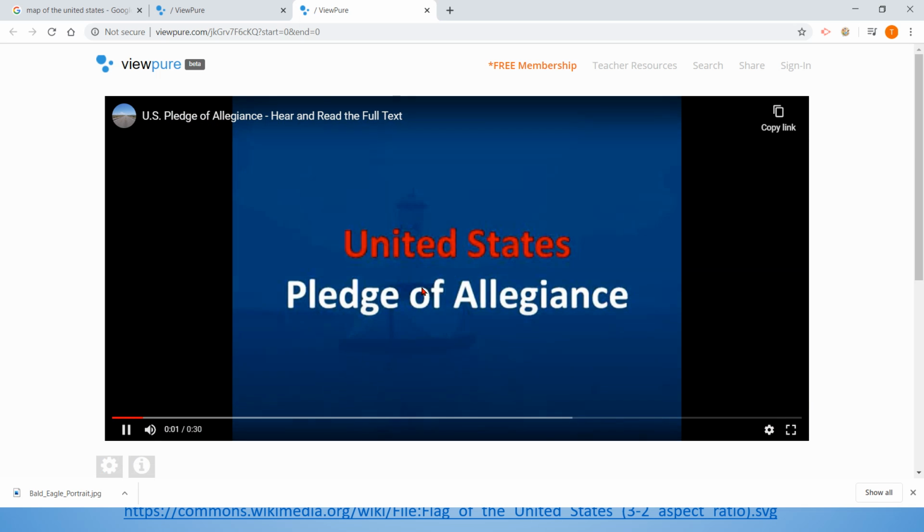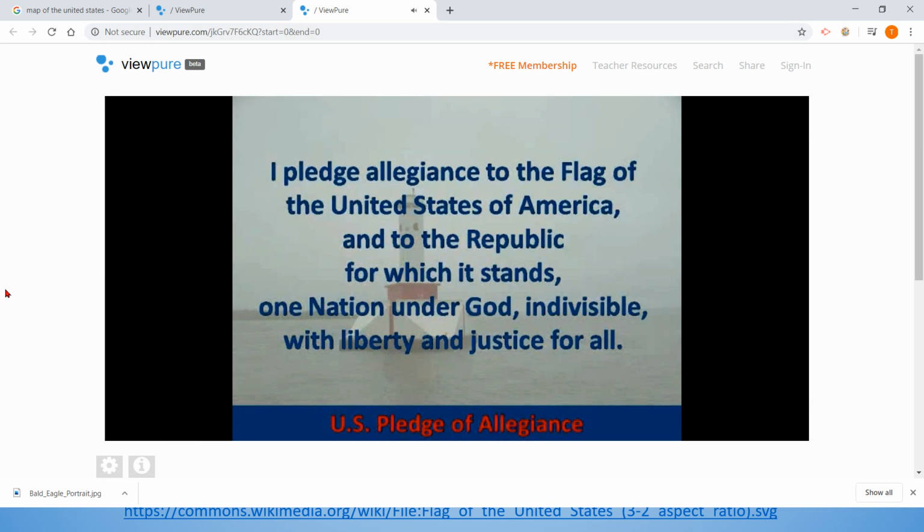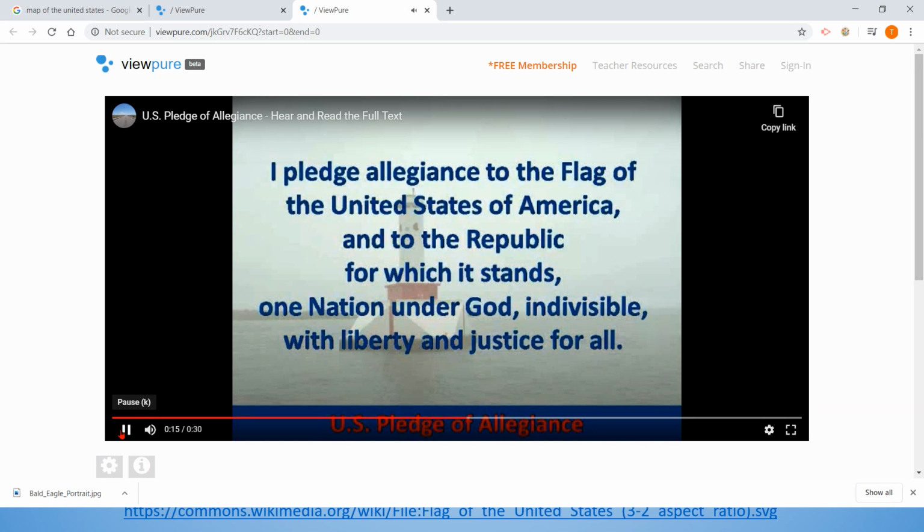The Pledge of Allegiance. I pledge allegiance to the flag of the United States of America and to the republic for which it stands, one nation, under God, indivisible, with liberty and justice for all.